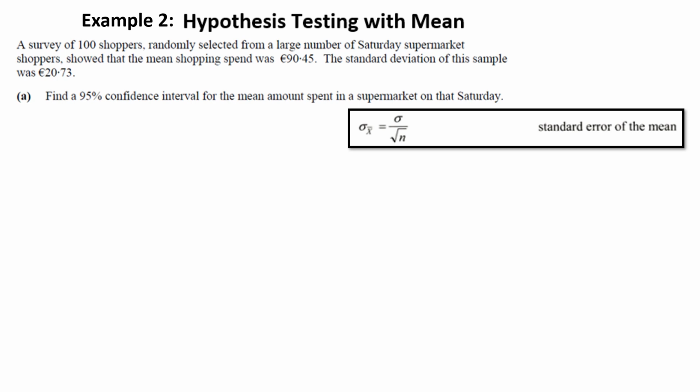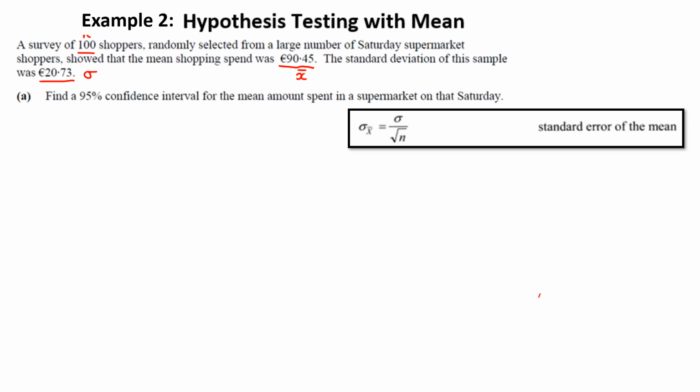But a survey of 100 shoppers, so that's telling us that there's a sample, was randomly selected from a large number of Saturday supermarket shoppers. That is definitely a sample. It showed that the mean was this. Now, that is the mean of the sample. So they have worked out the mean of this sample of shoppers. So when we talk about mean of a sample, we're talking about x bar. The standard deviation was 20.73. Find with 95% confidence. So again, that's just making it mathematically correct. We can only work with 95% confidence.